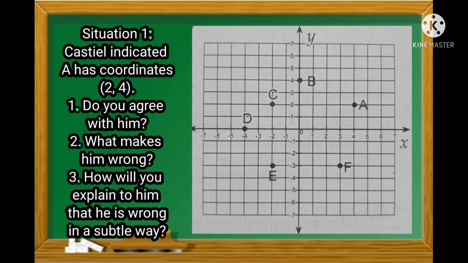I don't agree with Castiel, sir, that he indicated point A with coordinates of 2 and 4. What makes him wrong is that he interchanged the coordinates of point A. To get the correct coordinates of point A, we will write first the value of x found on the x-axis before getting the value of y on the y-axis. Thus, the correct coordinates of point A are (4, 2).